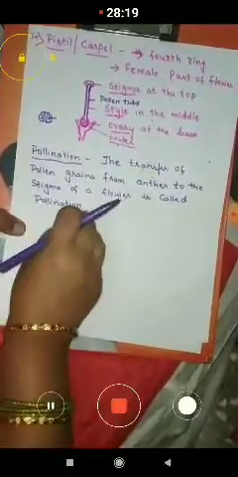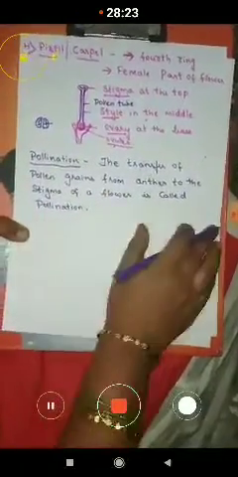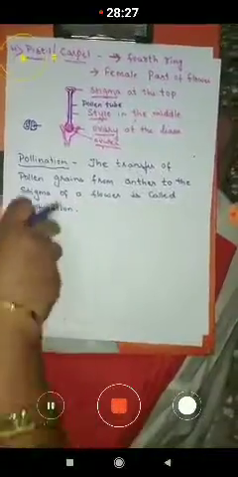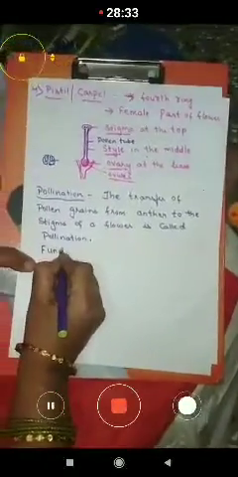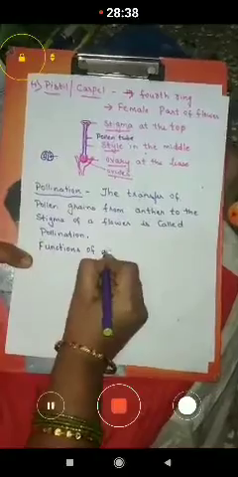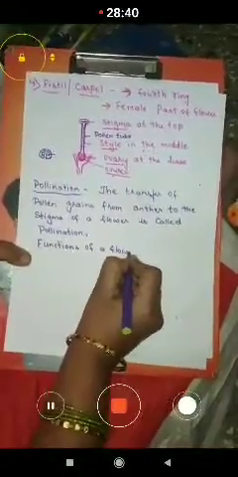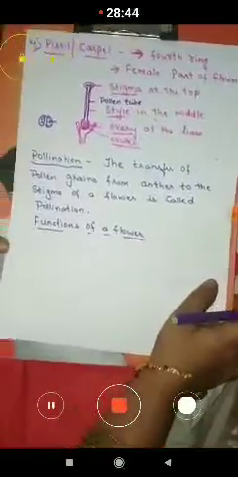Now after learning this, till now we have read the parts of the flower, the pollination process, and the reproduction, how it takes place. Now we are moving to the functions of the flower. So till now we read that, what are the functions of a flower, children?